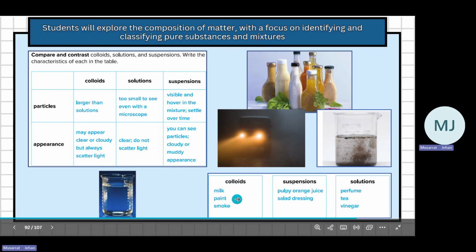Examples of colloids: milk, paint, smoke, blood also. Suspension: pulpy orange juice, salad dressing, mud and water. Solutions: perfume, tea, vinegar. These are some examples.